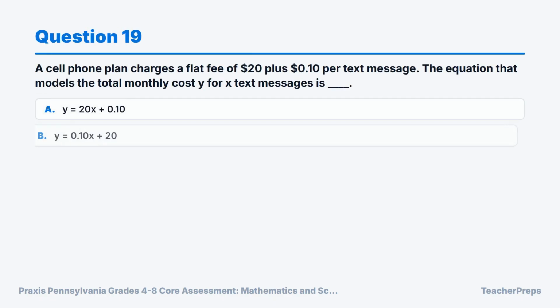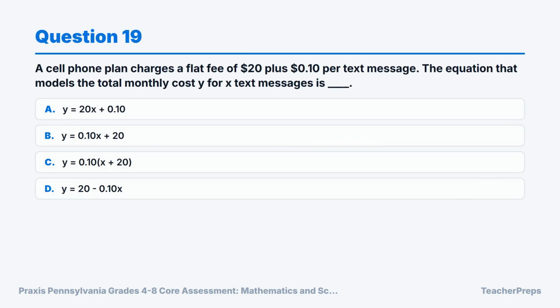Question 19. A cell phone plan charges a flat fee of $20 plus 10 cents per text message. The equation that models the total monthly cost y for x text messages is ____. Pause the video and select the best answer.